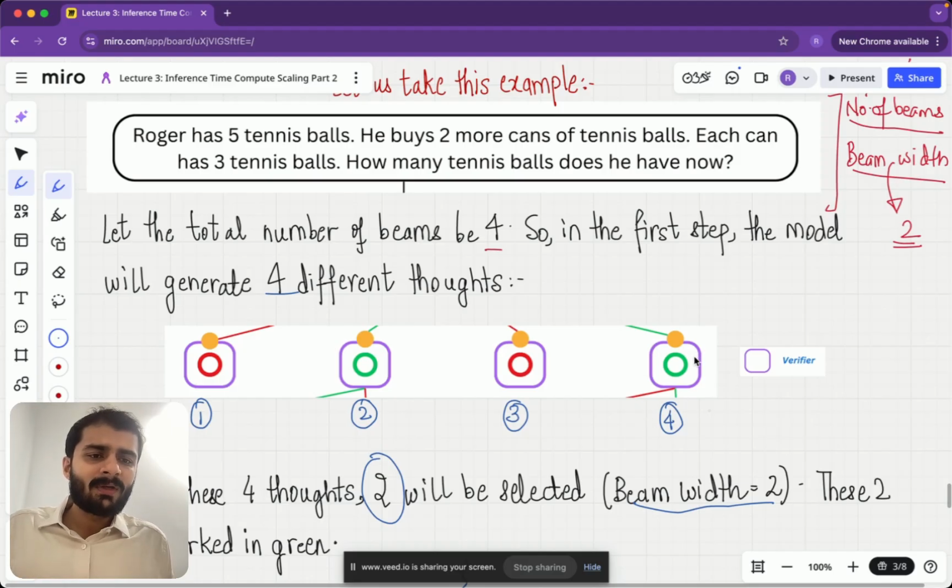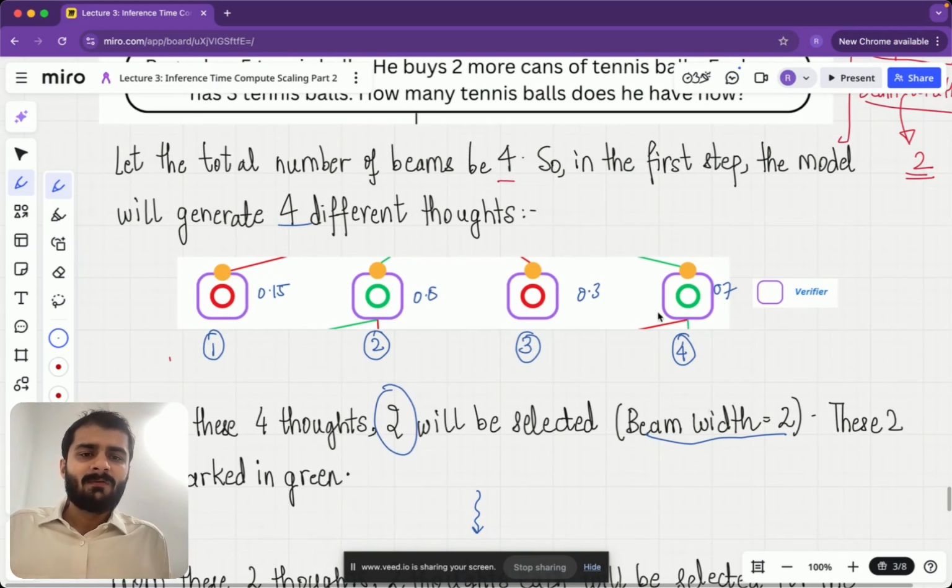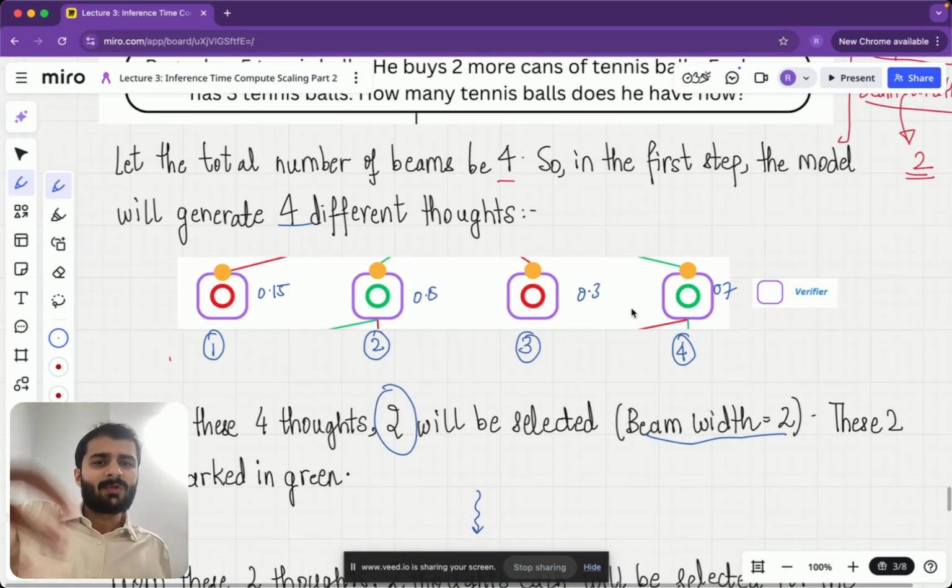The purple background here is the verifier. It has gone through a reward model, which has scored each of these steps. Maybe this thought got 0.15, this thought got 0.8, this one got 0.3, and this one got 0.7. That's why we choose the best two. This is the first layer. Now, from both of these, we'll select two each. So in the next layer, we'll have 2 into 2, that is 4. In each layer, we need to have four different thoughts because the number of beams is 4.